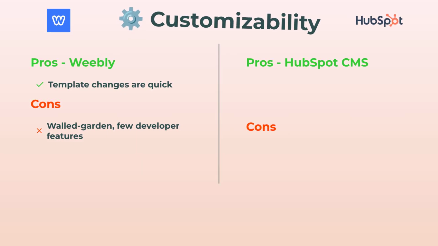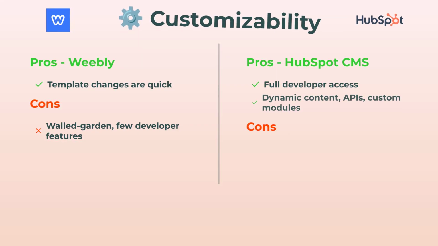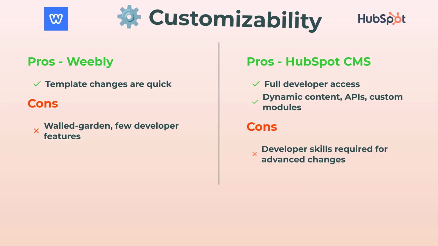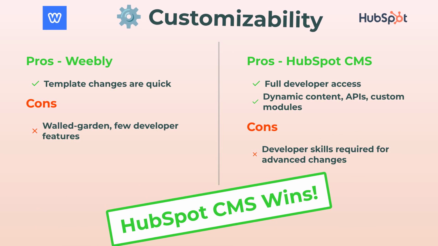HubSpot CMS though? Whoa. If your team wants to go wild with custom modules, APIs, or really dynamic stuff, it's all possible. There's a catch though, you'll need someone with developer skills for the advanced magic. Still, in terms of what's possible, HubSpot CMS is the winner, hands down.